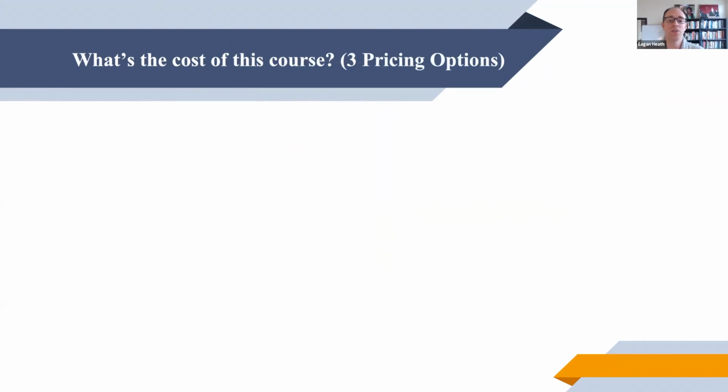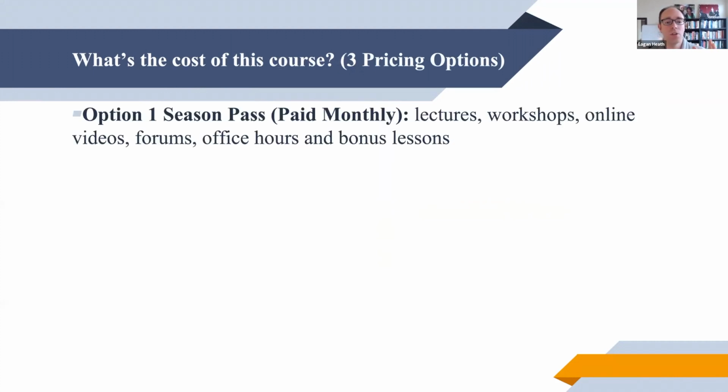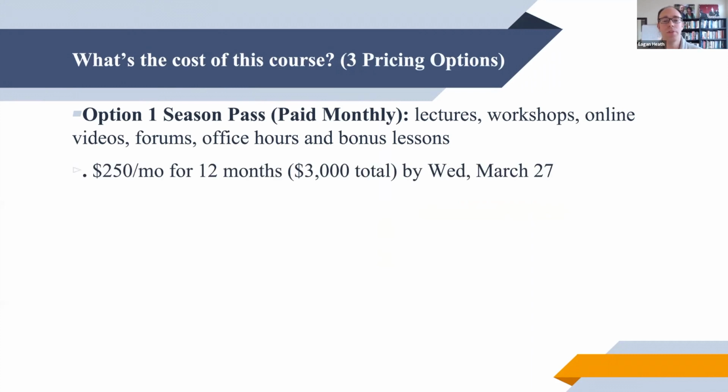So hence this course. We've got 3 options on the course. One is the season pass: lectures, workshops, online videos, forums, office hours, and bonus lessons. For the season pass, if you pay monthly, that's $250 a month for 12 months, for a total of $3,000.